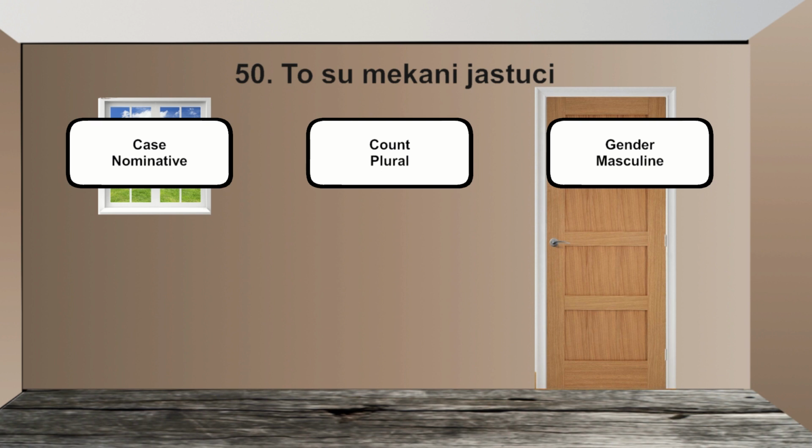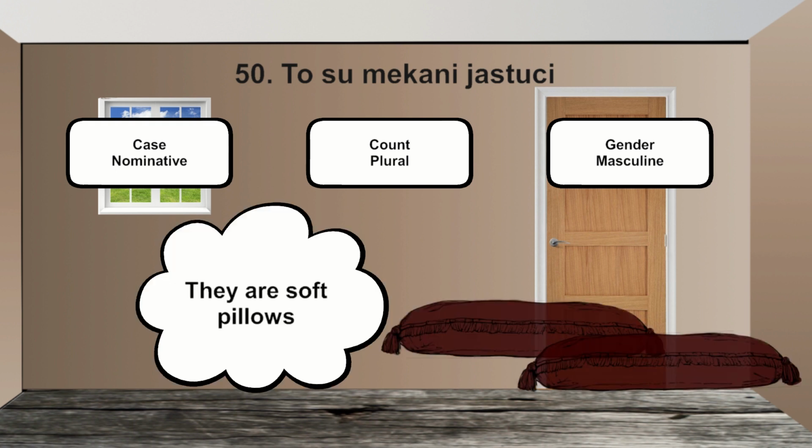Question 50. Pitanje 50. To su mekani jastuci. And again, to su mekani jastuci. And finally, masculine plural. This is another tricky one. As you can see here, the K is replaced with a C, and both words still end in I. They are soft pillows.